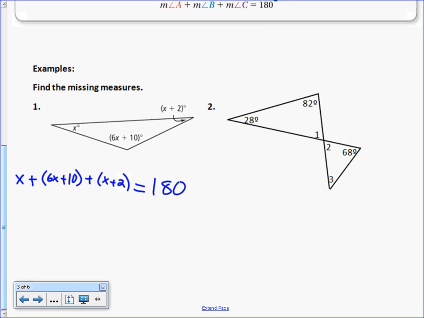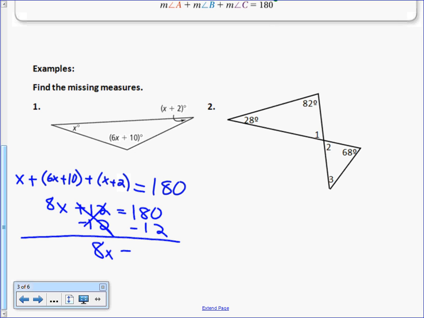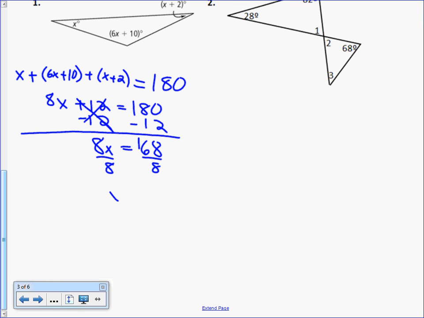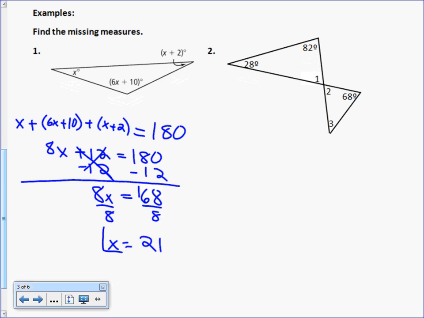So we can just combine like terms. We have x, 6x, and another x. That would be 8x total. And then our 10 and 2 would get us 12, still adding up to 180. Solving your two-step equation gets you to 8x equals 168. Then divide both sides by 8, and you end up getting x equals 168 divided by 8, which is 21. So x is 21.